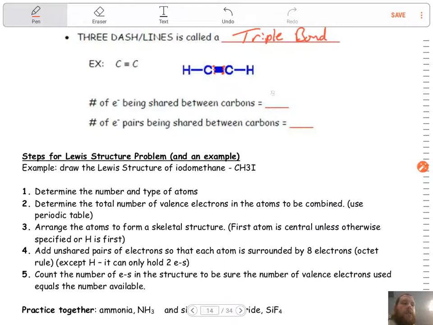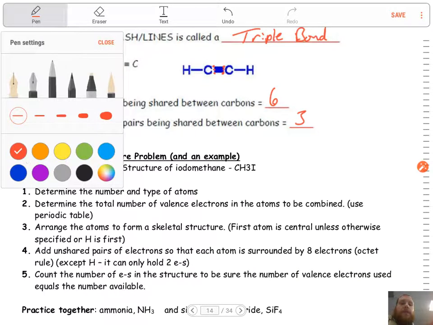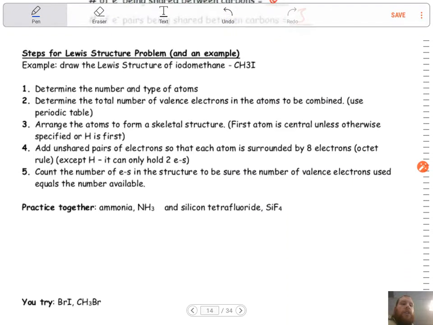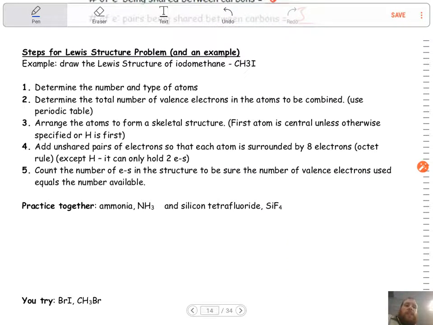All right, so there's 6 total electrons being shared for a total of 3 different pairs. All right, so that's kind of just the basics. Let's jump in and go through the whole process.